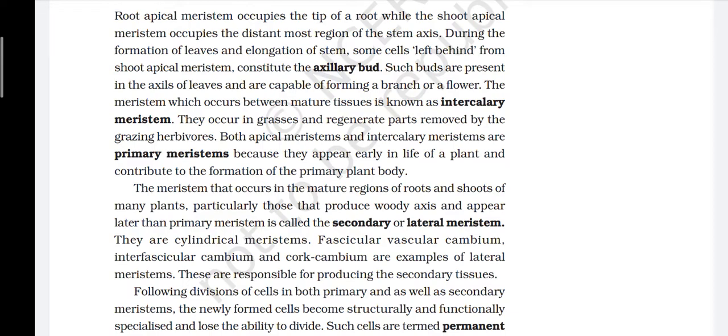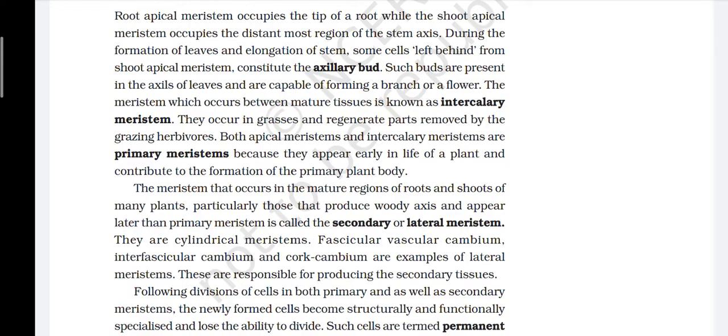Root apical meristem occupies the tip of a root, while the shoot apical meristem occupies the distant-most region of the stem axis. During the formation of leaves and elongation of the stem, some cells left behind from the shoot apical meristem constitute the axillary bud. Such buds are present in the axils of leaves and are capable of forming a branch or a flower. The meristem which occurs between mature tissues is known as intercalary meristem. They occur in grasses and regenerate parts removed by grazing herbivores.